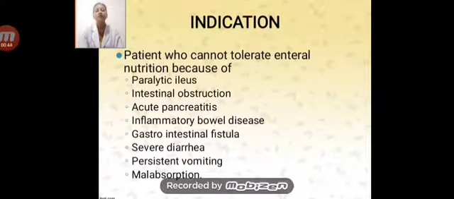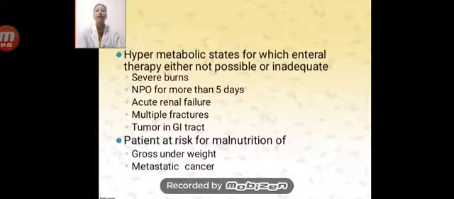So the main indication for this is those patients who cannot tolerate enteral nutrition, maybe because of paralytic ileus, acute pancreatitis, any inflammatory bowel disease, any GI fistula, severe diarrhea, persistent vomiting, or any malabsorption. It is also indicated for those patients who have any hypermetabolic states for which enteral therapy is either not possible or inadequate, like patients who have acute renal failure, multiple fractures, severe burns, as well as those patients who are at risk for malnutrition.